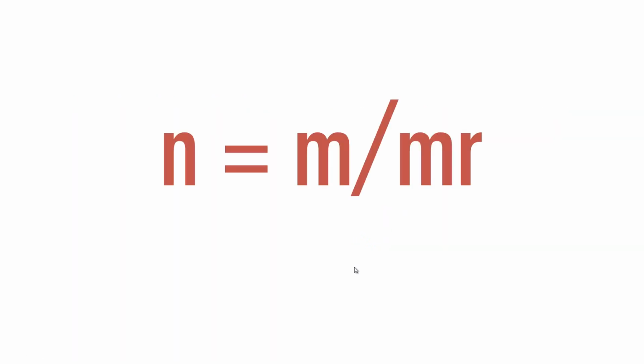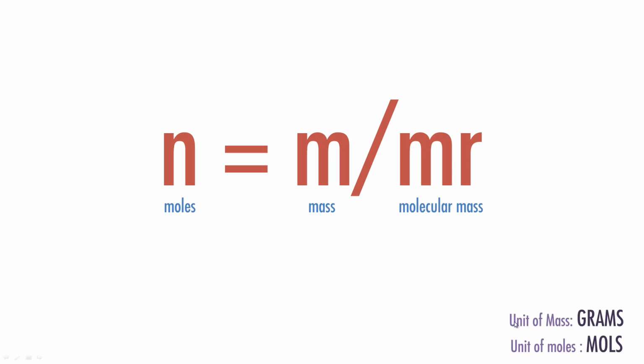So okay, on to some basic equations. The first one is n equals m over Mr. What does that mean? Well, it means moles equals mass over molecular mass. Now, mass is the mass that they give you, and molecular mass is the mass of the element, like hydrogen or like H2O. So what's the mass of H2O, the H and the oxygen? And you have to have the units. So the unit of mass is grams, and the unit of moles is moles, well, mol.